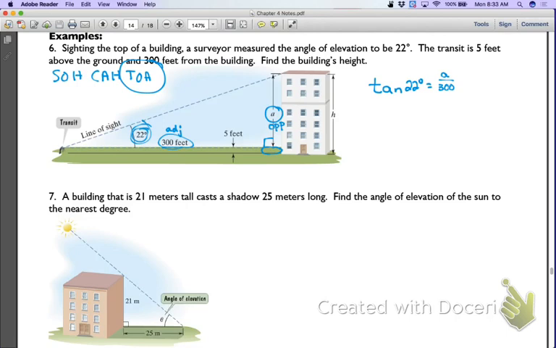Okay, that's okay. So first off, before I do anything, I need to make sure that I get A by itself. So how am I going to get A by itself if it's A over 300? Multiply by 300, right? If I multiply this side by 300 and the tangent of 22 by 300, then I'm looking at 300 tangent of 22 degrees is equal to A.